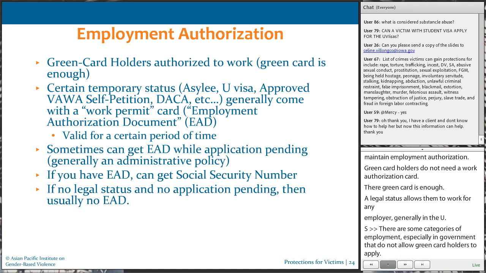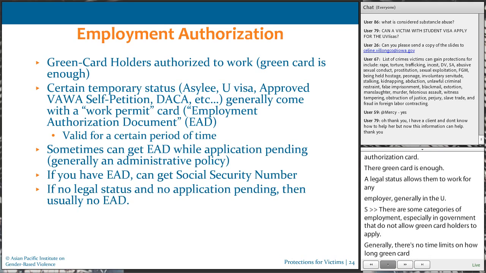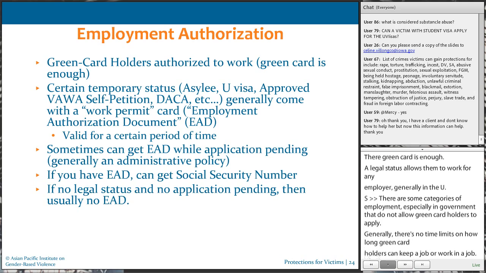And then there are certain temporary statuses that come with a work authorization card that people have to apply for and that are valid for maybe 1 year, maybe 2 years, maybe 3 years, and people have to apply for that and renew it.